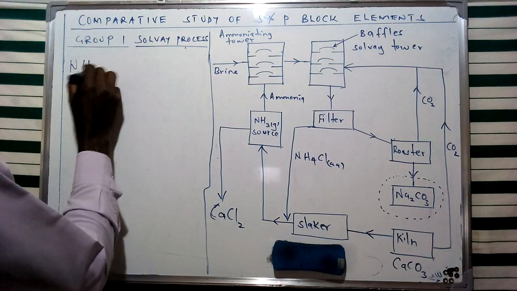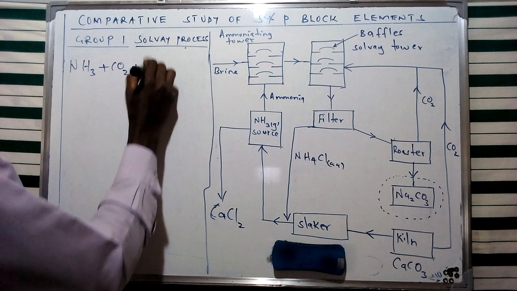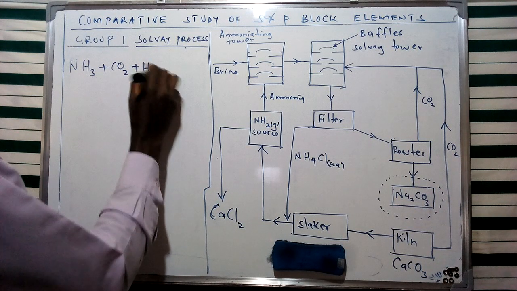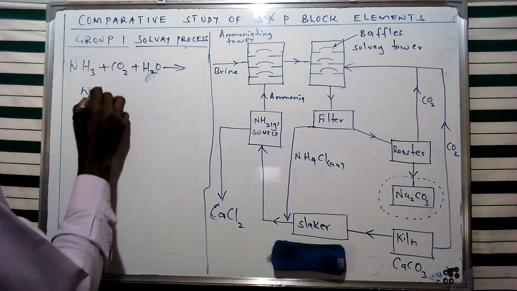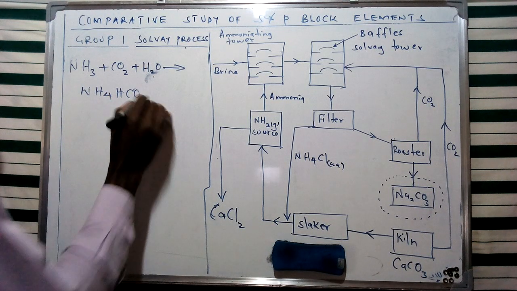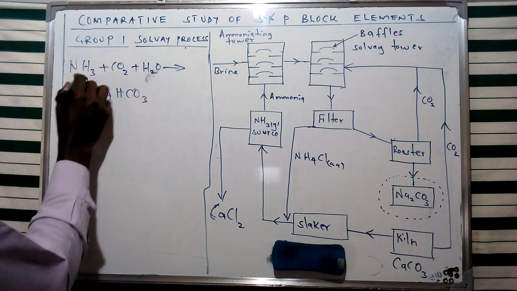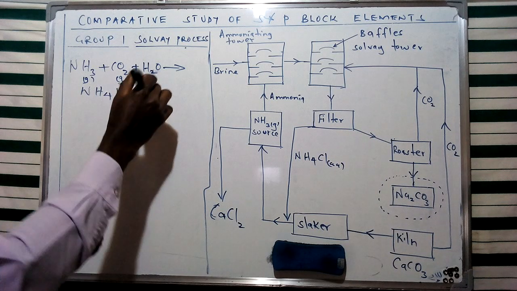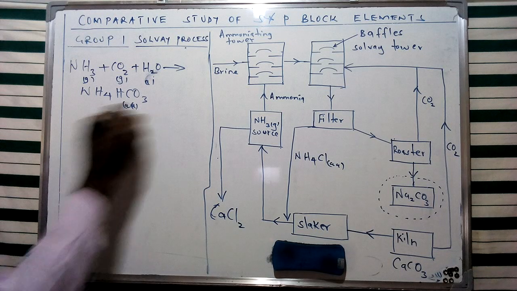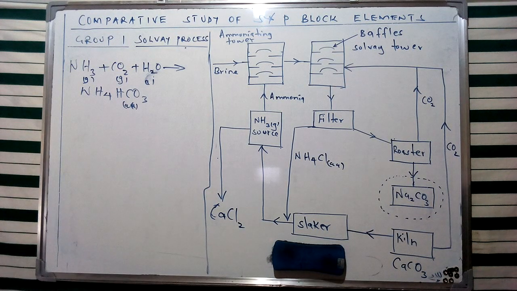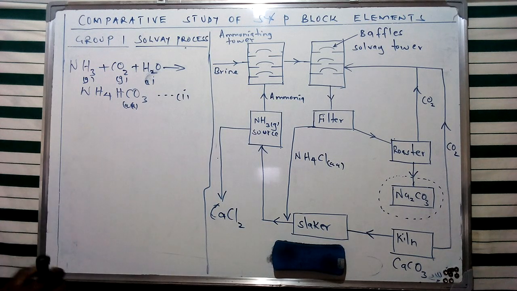Ammonia reacts with carbon dioxide and of course water. This is going to be water, and this is going to lead to the formation of ammonium hydrogen carbonate. Now this is going to be a gaseous ammonia, carbon dioxide, and this is going to be liquid. It's good for us to write their states, so we shall have aqueous ammonium hydrogen carbonate being given as a product. So this is going to be the first reaction from this specific process.